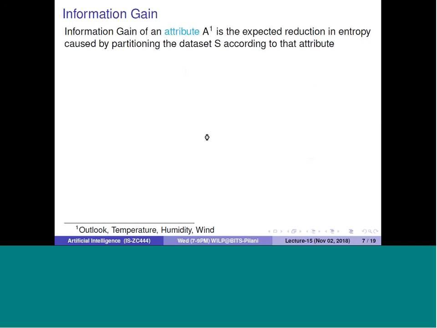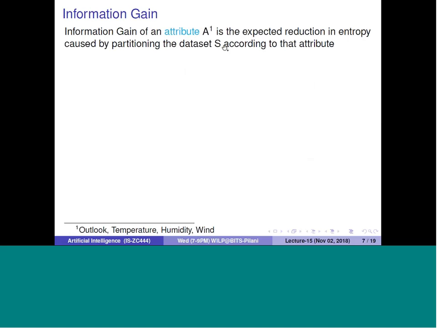All right. So information gain of an attribute A. A could be outlook, temperature, humidity, or wind. It is the expected reduction of the entropy caused by partitioning the data set S according to that attribute.